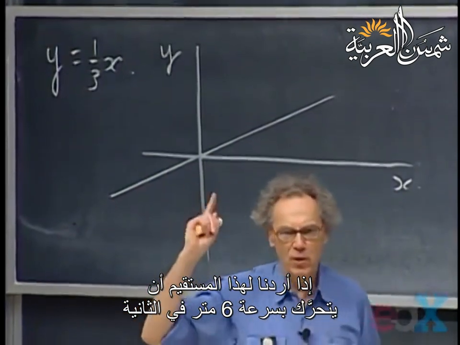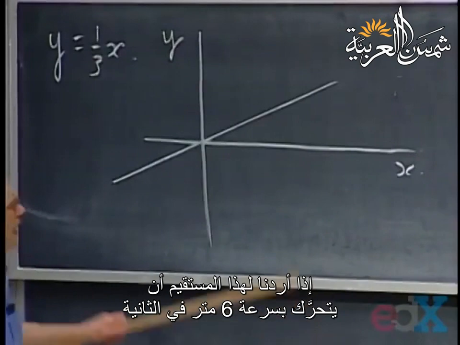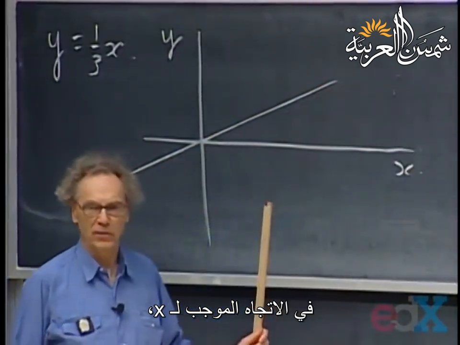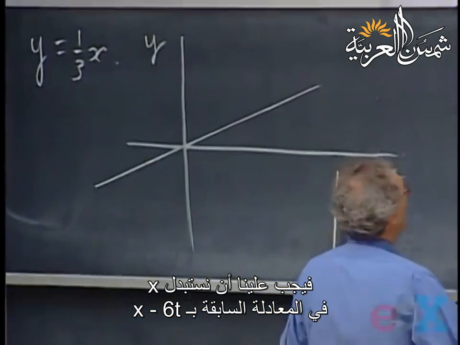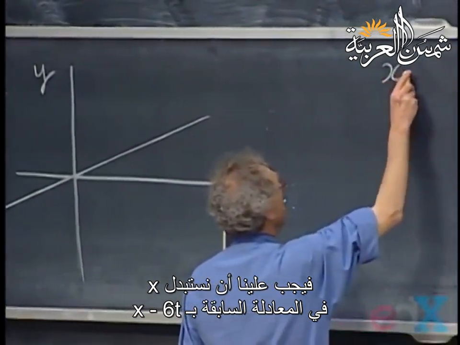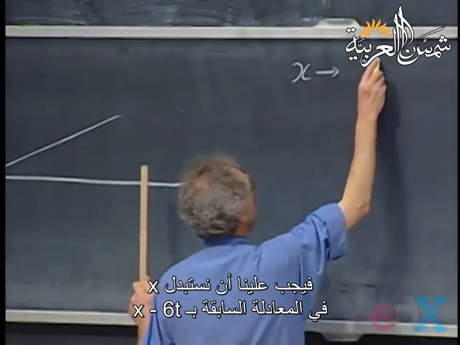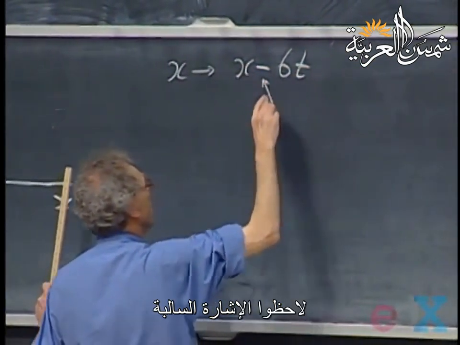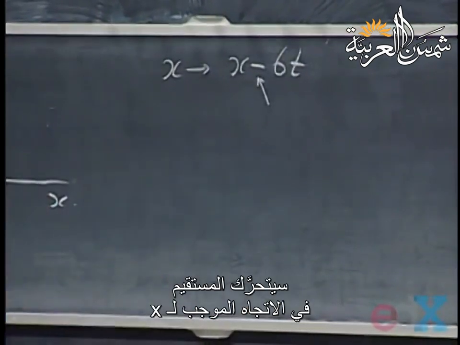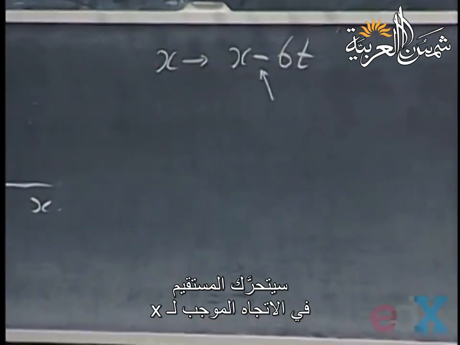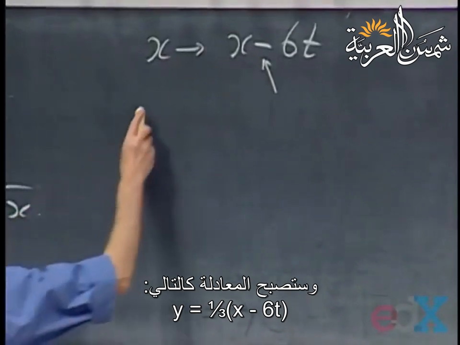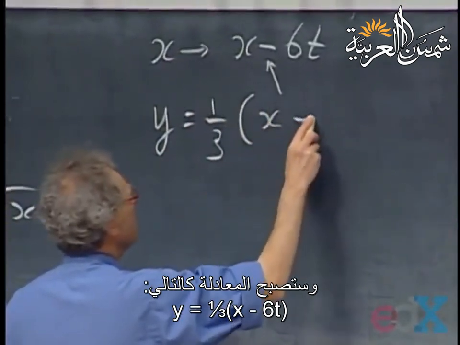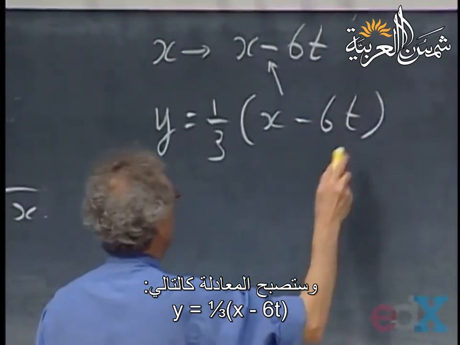Suppose now I want this line to move. I want this line to move with a speed of 6 meters per second in the plus x direction. All I will have to do now is to replace x in that equation by x minus 6t. Notice the minus sign. I will go then in the plus x direction. The equation then becomes y equals 1/3 times x minus 6t.